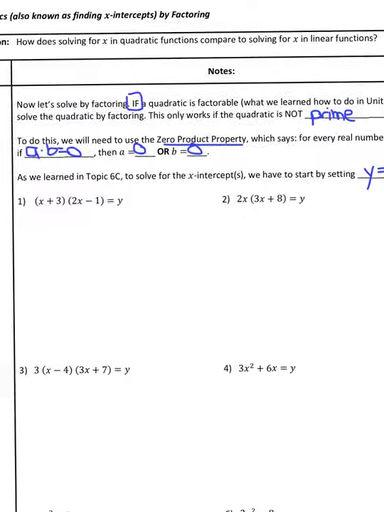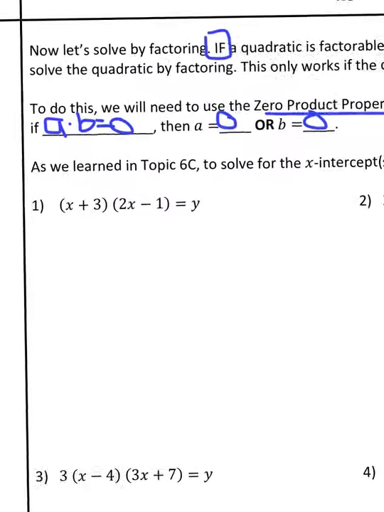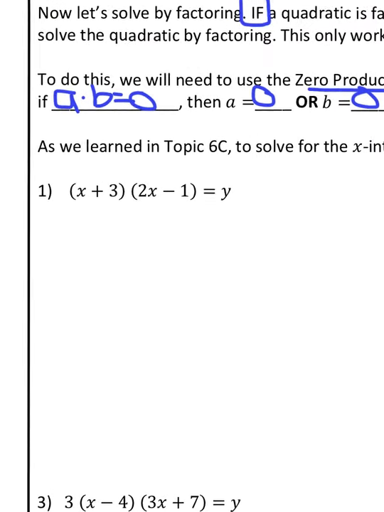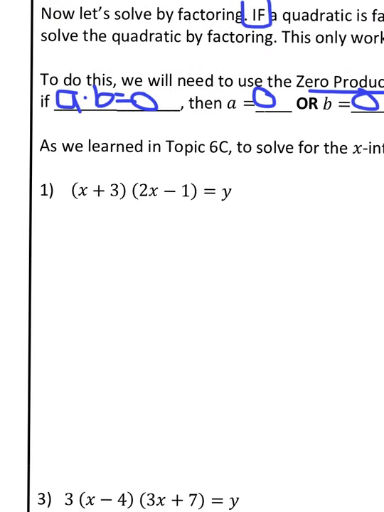So let's take a look at number 1 here. Number 1 is already factored, so if we were factoring it, we already have it factored here. It says x plus 3 times 2x minus 1 equals y. So really the first thing we need to do, not the zero product property, first we need to set the y equal to 0. So we have x plus 3 times 2x minus 1 equals 0.